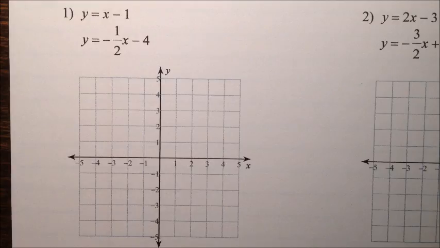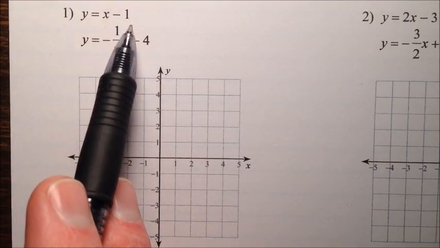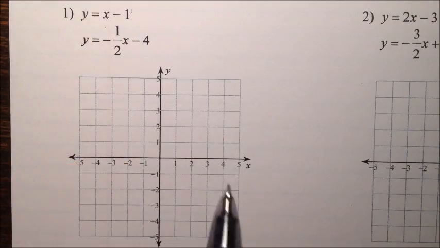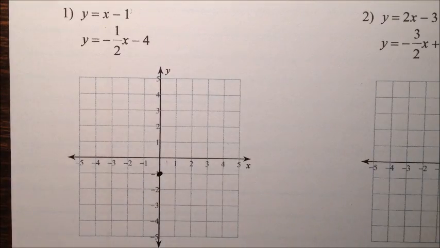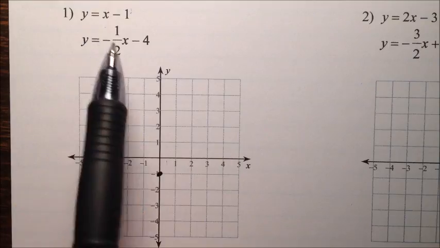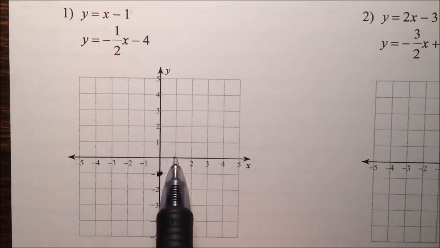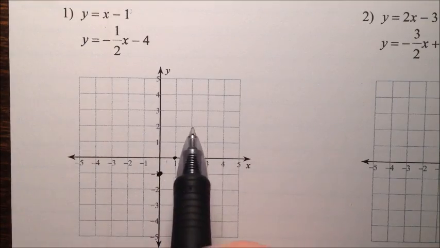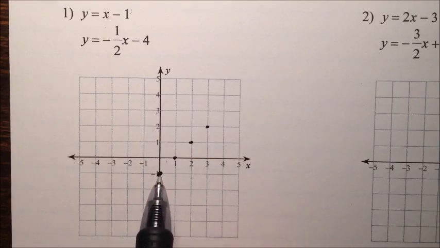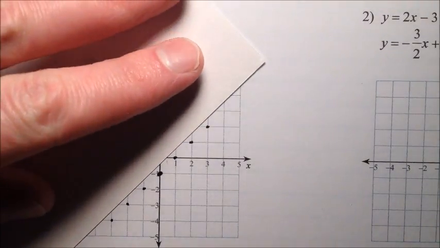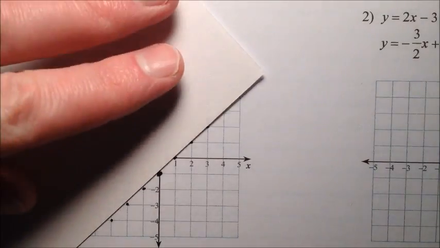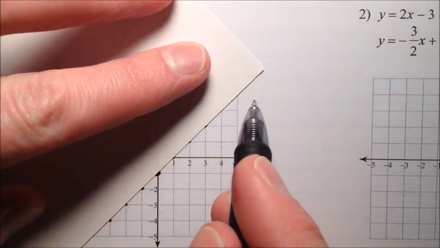So here we go. Here's the first one, y equals x minus 1. I know the y-intercept is negative 1, so I'm going to put a little dot right there. And then my slope is 1, so I'm going to go up 1 over 1, up 1 over 1. Or likewise, I can go down and back 1. Okay, so I'm going to get my handy-dandy straight edge here, and I'm going to go ahead and draw this first line.